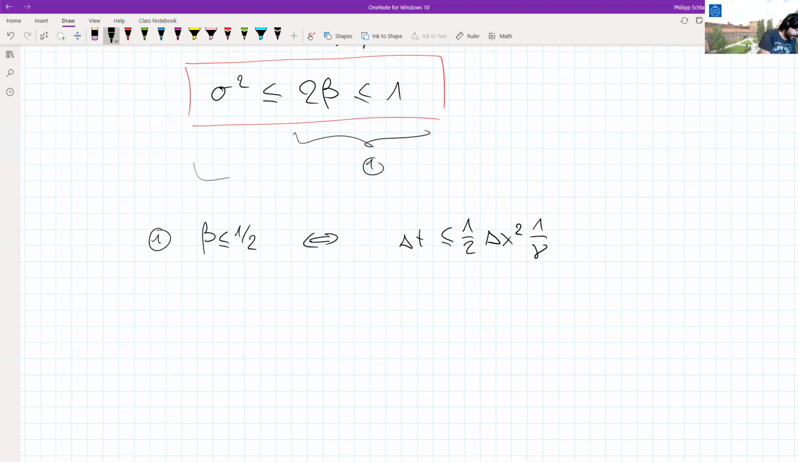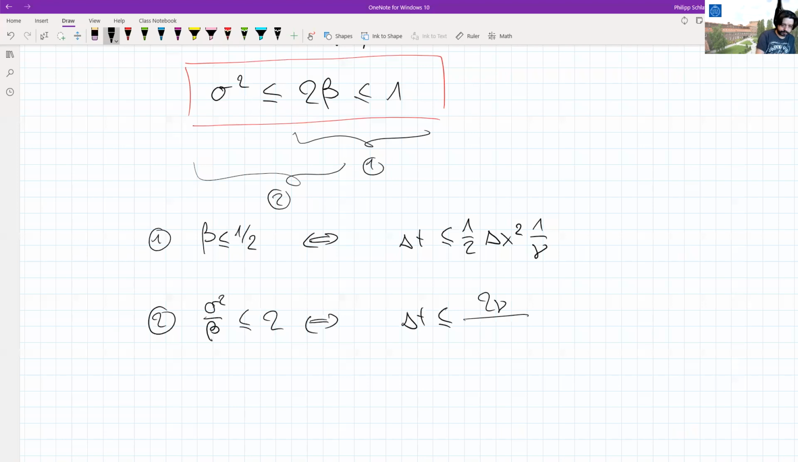The second condition is slightly different. Now sigma squared must be lower or equal than 2 beta. So sigma squared divided by beta must be lower or equal than 2. And also this I can rewrite to get an expression for delta t, and it will look like this, namely 2 nu divided by a squared. That's the condition for delta t.